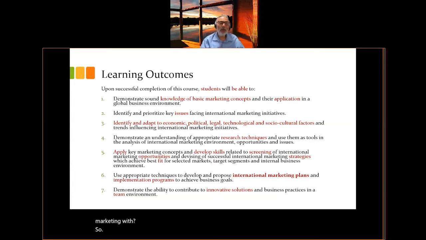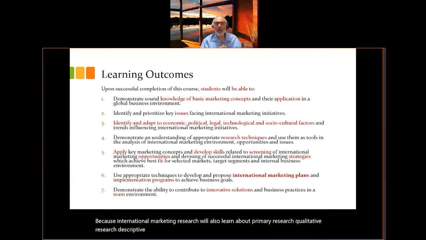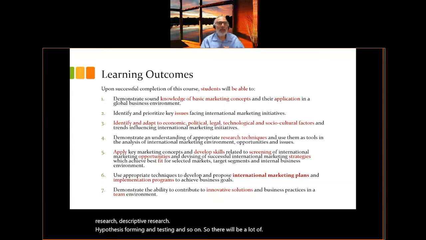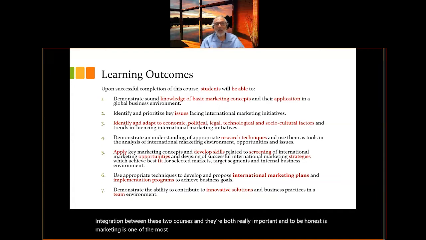So we would also complement the work that we'll do in Marketing 120, which is international marketing research, because international marketing research will also learn about primary research, qualitative research, descriptive research, hypothesis forming and testing, and so on. So there will be a lot of integration between these two courses, and they're both really important. And to be honest, marketing is one of the most important elements of business in general. So doing well in this course will actually help you in your future courses and in your career.